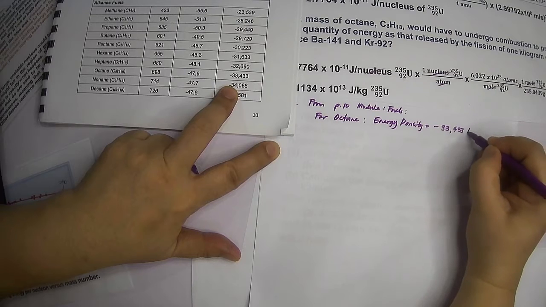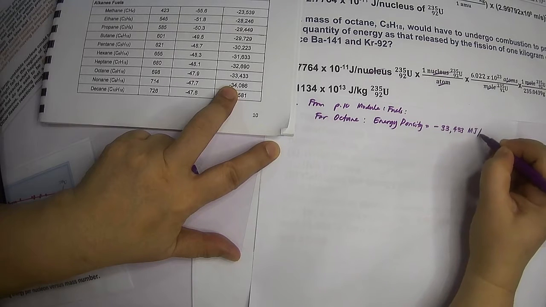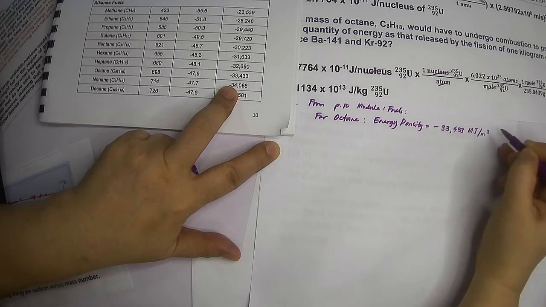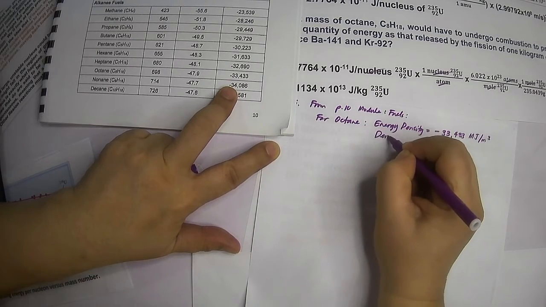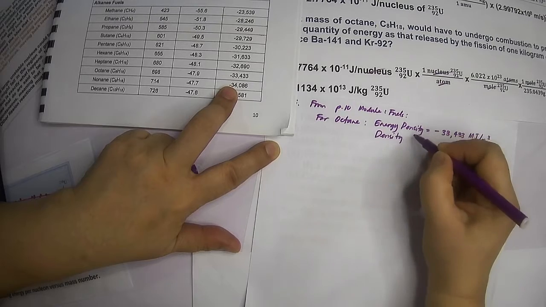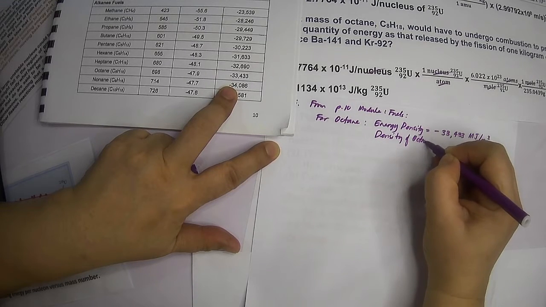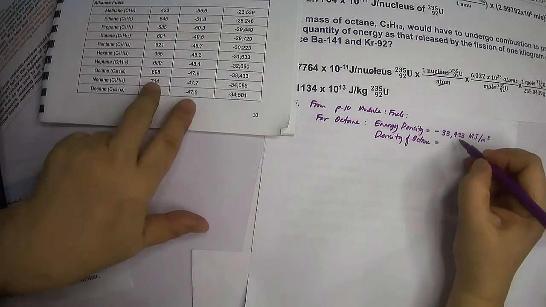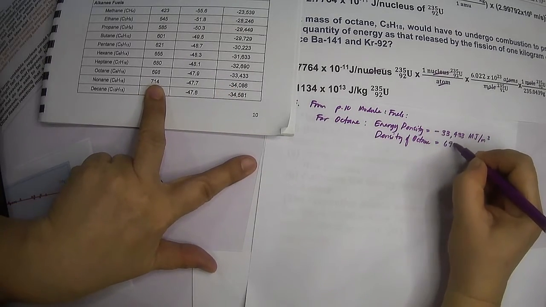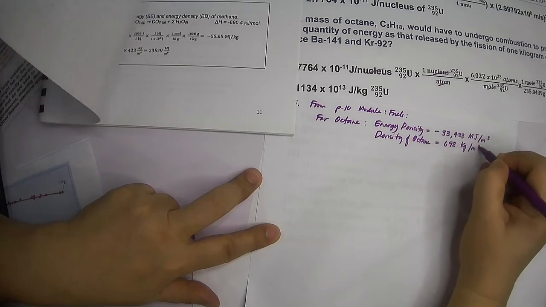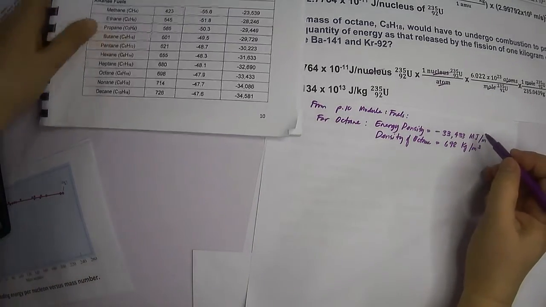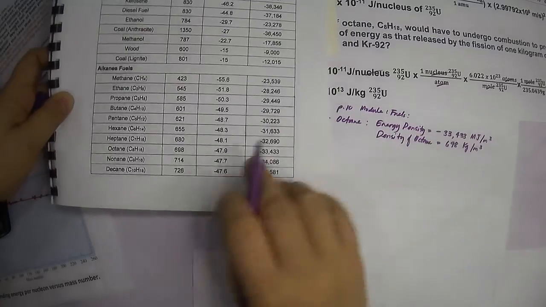The unit is megajoule per cubic meter. And the density of octane is 698, that is kilogram per cubic meter.